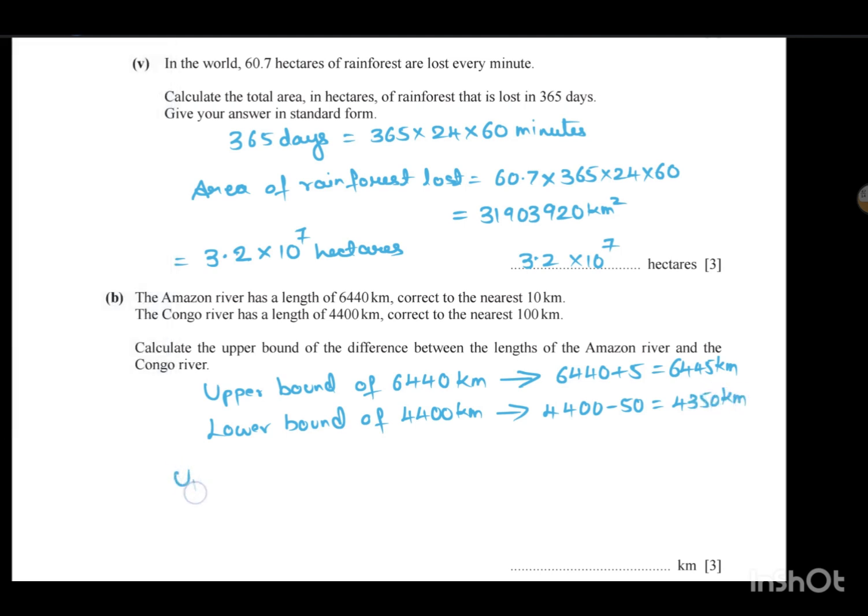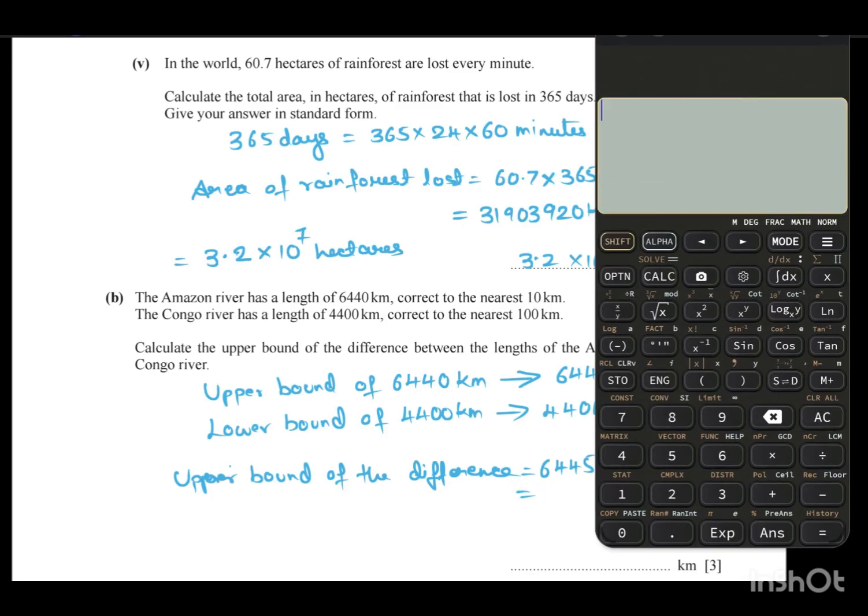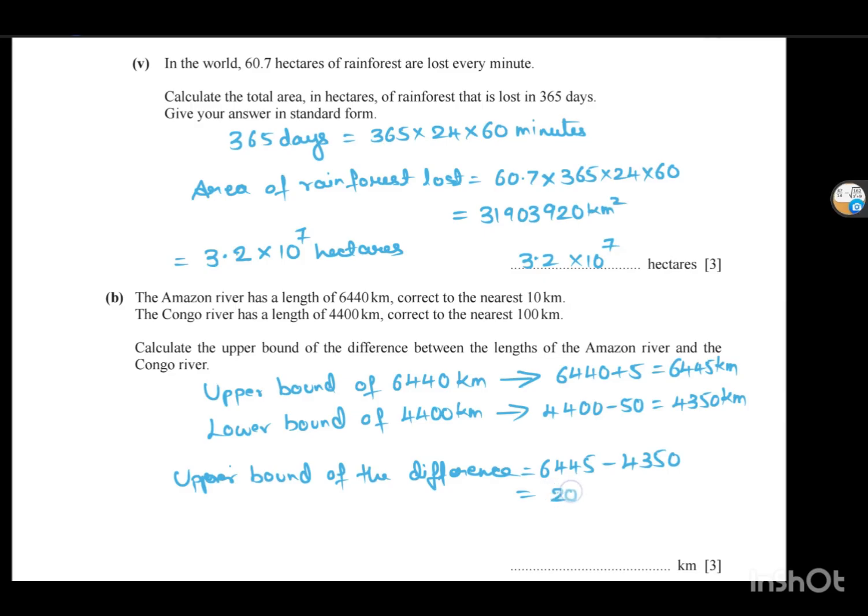Now upper bound of the difference is equal to 6,445 minus 4,350. Find out. 6,445 minus 4,350 is 2,095. 2,095 kilometers is the upper bound of the difference between these two rivers' lengths.